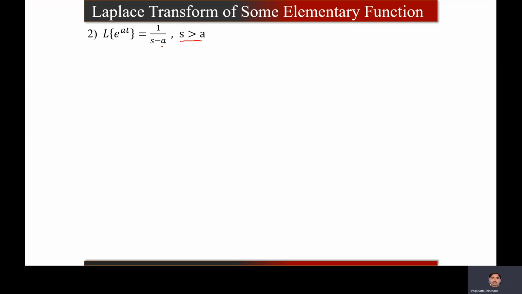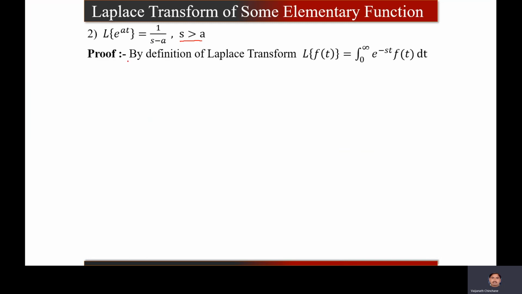The proof of this Laplace transform is by the definition of Laplace transform. What is the definition? L of f of t is equal to the integration from 0 to infinity of e raised to minus st f of t dt. Now here f of t is e raised to at. Then Laplace of f of t means we replace f of t by e raised to at.